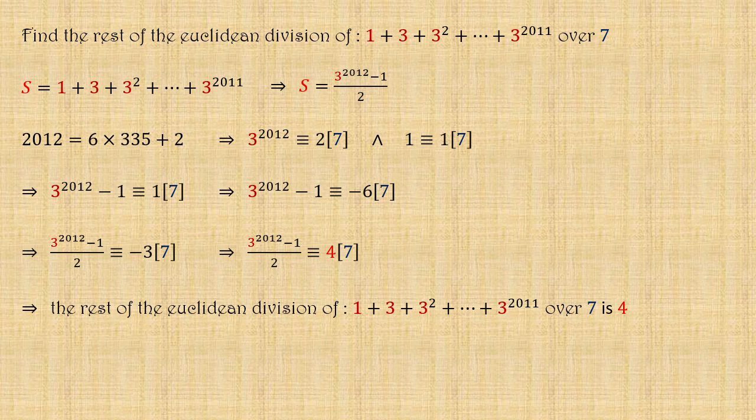Therefore, the rest of the Euclidean division of the sum 1 plus 3 plus 3 square plus so on until 3 to the power of 2011 over 7 is 4.